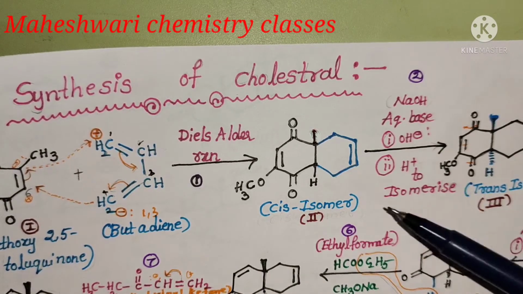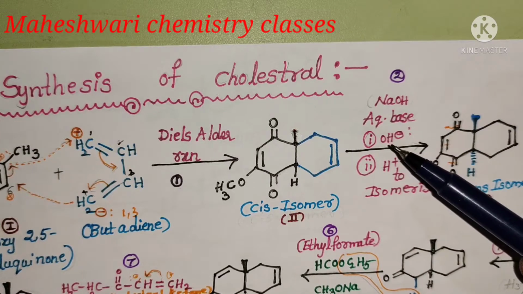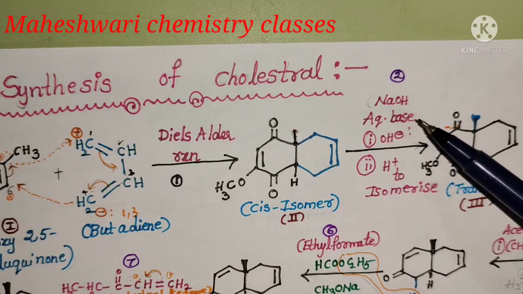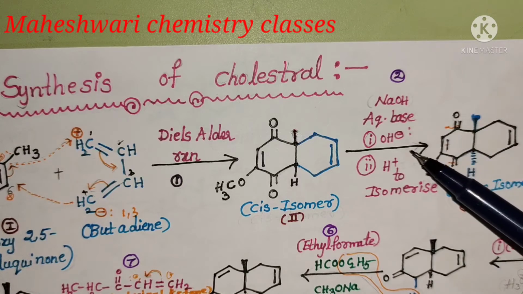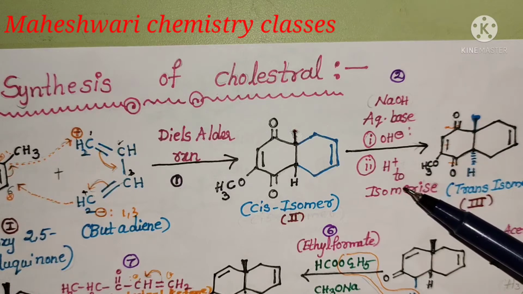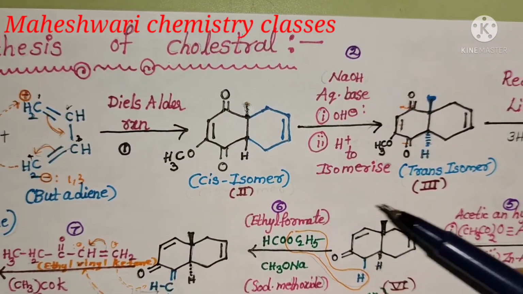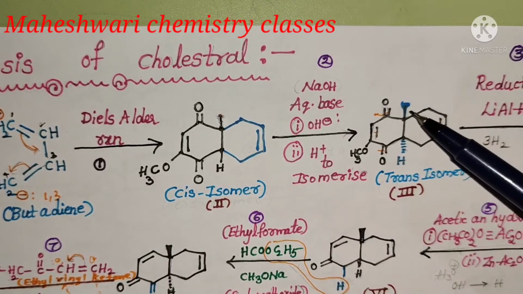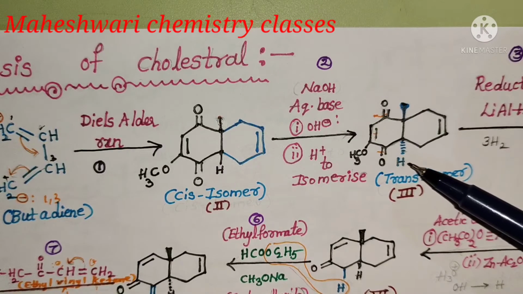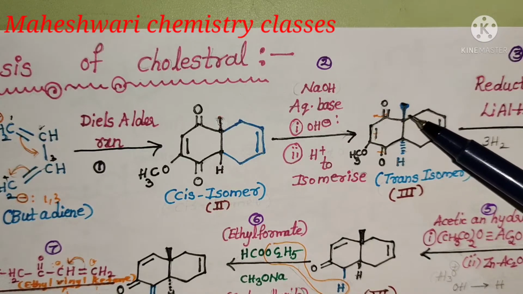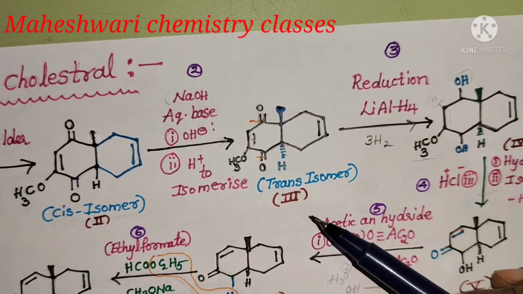Now it reacts with aqueous base. Aqueous base means water and base are there at the same time. Sodium hydroxide is dissolved in water, that is why it is called aqueous base. Here OH minus ions and H plus ions are present. At that time, this cis isomer is converted into the trans isomer. Here the methyl group is on the top side and the hydrogen is on the down side, that is why it is dotted and this is a solid line. Next, this trans isomer is our third product.